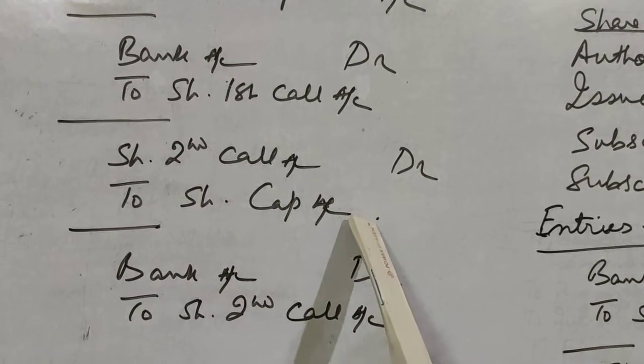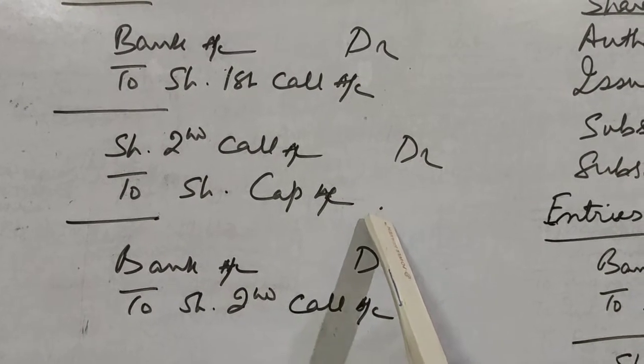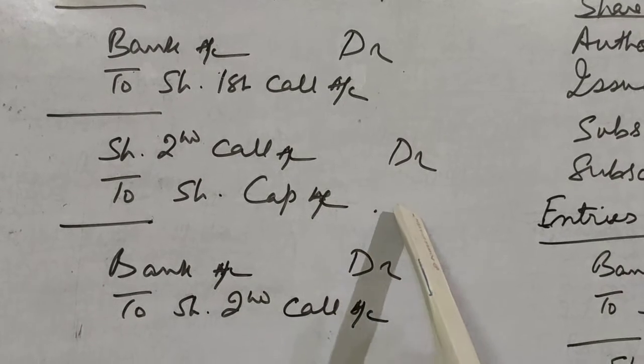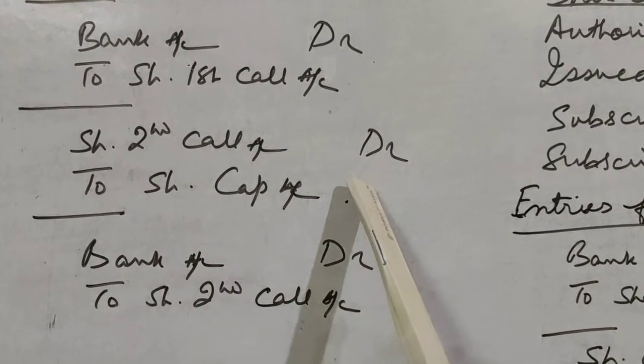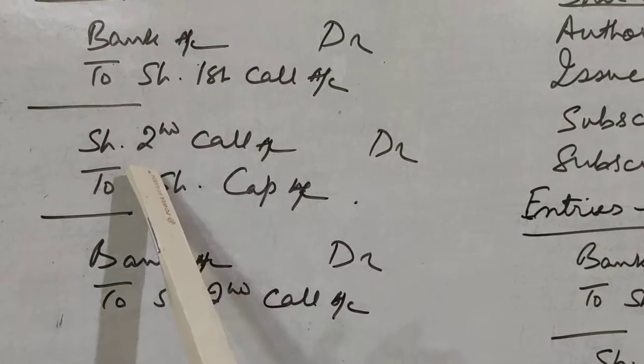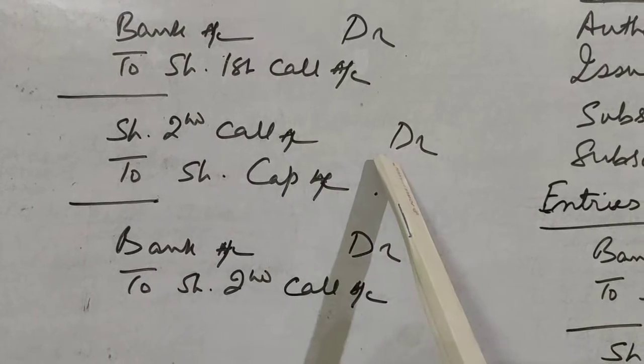So they will sit together, they will pass the resolution asking for the second call money. Let us say in our example, second call is rupees 2. That means that completes 10 rupees. So this will be our final call also. So you can write second call or you can write final call also, because total 10 rupees is covered.